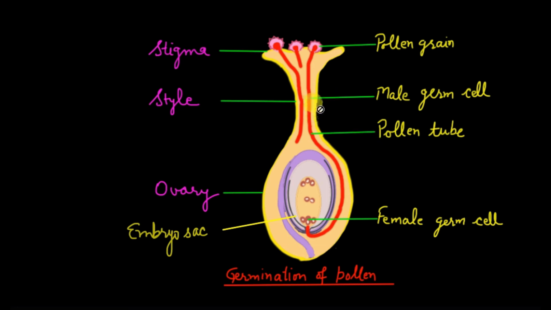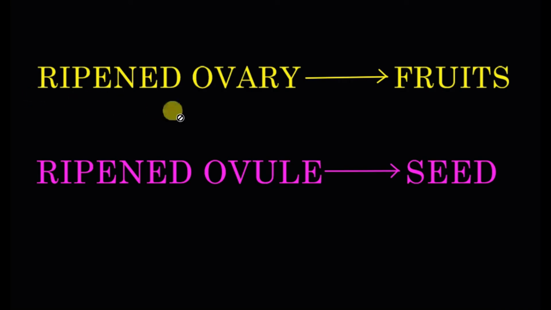So what happens here? When the pollen tube enters here, fertilization occurs. So this ovule produces a thick coat over it, and then it matures, or ripens, into a seed. And the ovary in which the ovule was placed further matures and ripens into the fruit. So ovule makes the seed and ovary makes the fruit. So ripened ovary is known as fruit and ripened ovule makes seed.